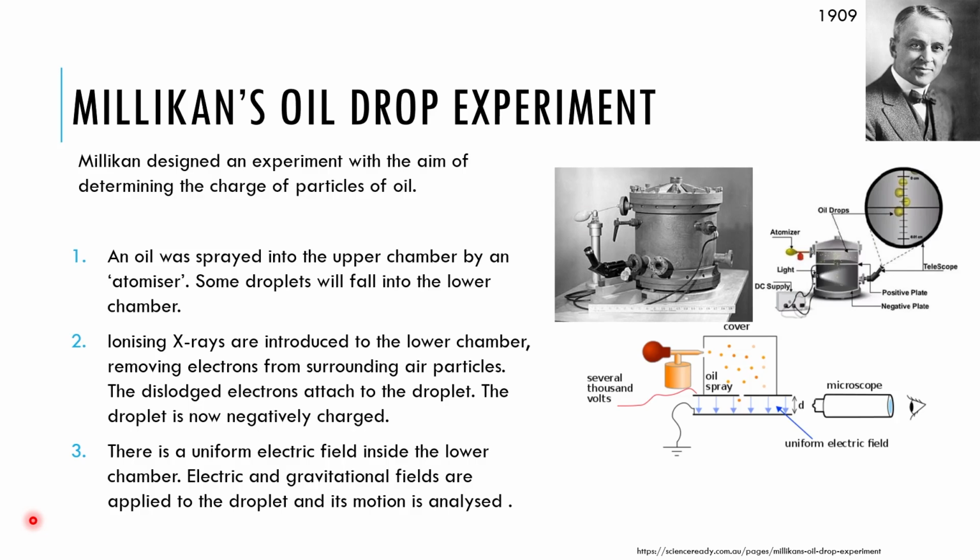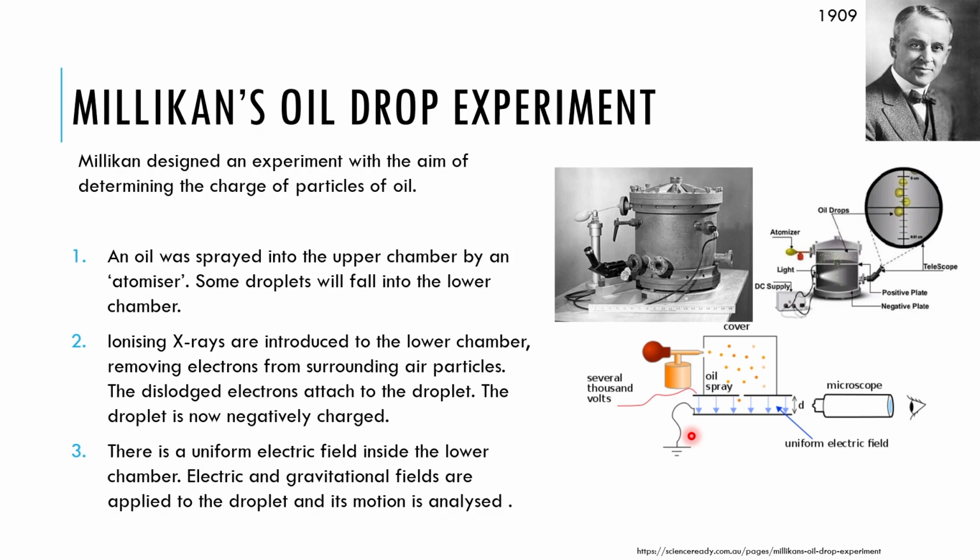So what did he do? An oil spray was delivered into a chamber by something called an atomizer, essentially something that can separate the oil into fine droplets. And the droplets inside the chamber dropped into the lower part of the container. However, there was only a small space through which these particles of oil could drop. Therefore, the likelihood of one of these particles dropping through was quite low, meaning that effectively you could separate out the atomized oil and analyze one particle at a time.